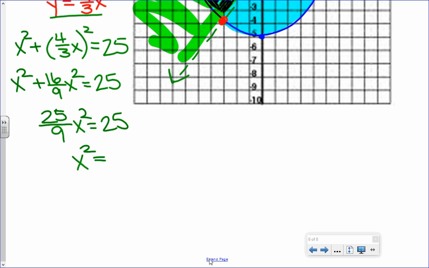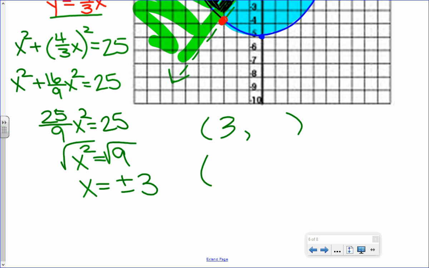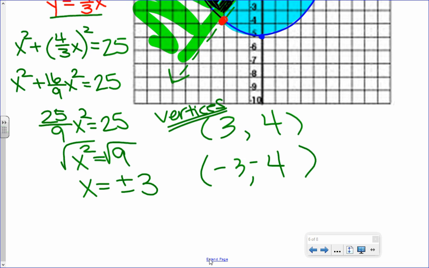25 divided by 25/9 is 9. Don't forget that when you square root both sides, we get plus or minus the square root of 9, which is 3. We had y equals 4/3 x. So if x is 3, y is 4. If x is -3, y is -4. These would be our vertices, or the intersection points that bound our shaded region.